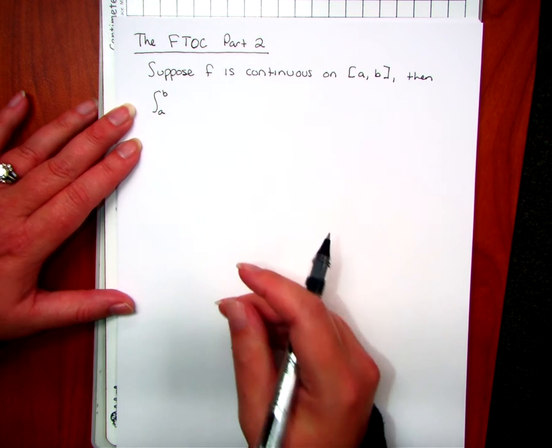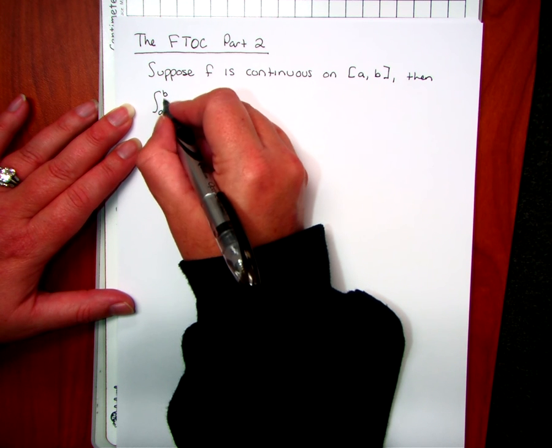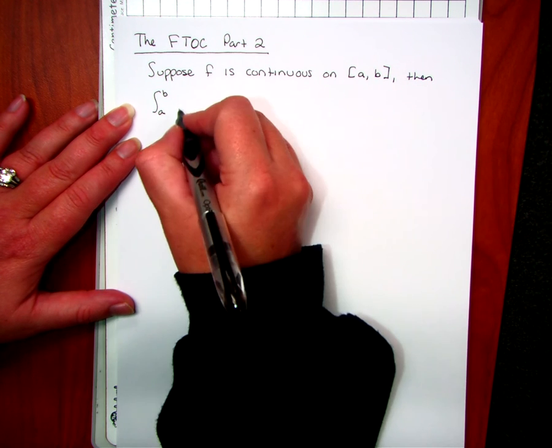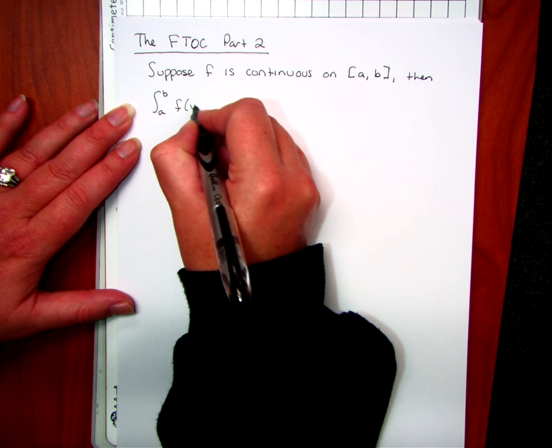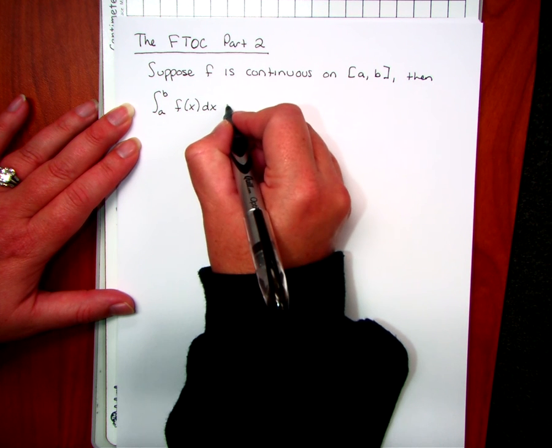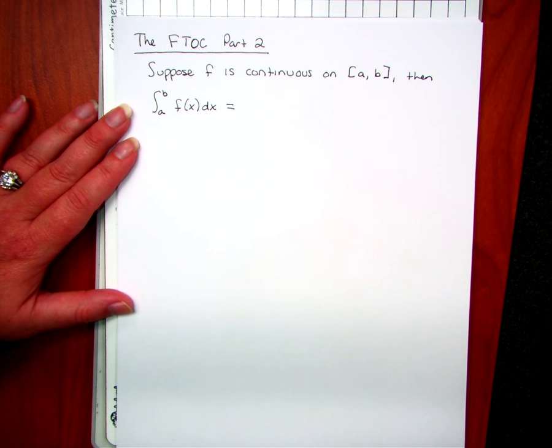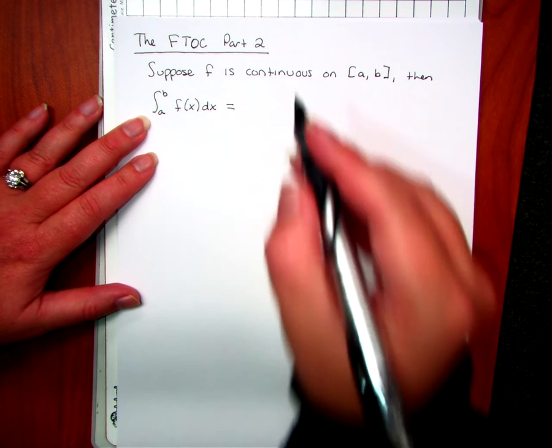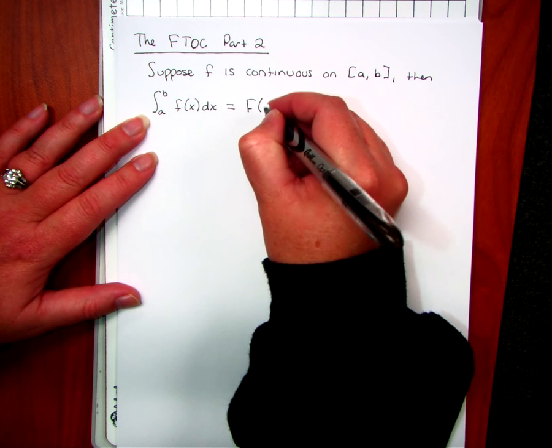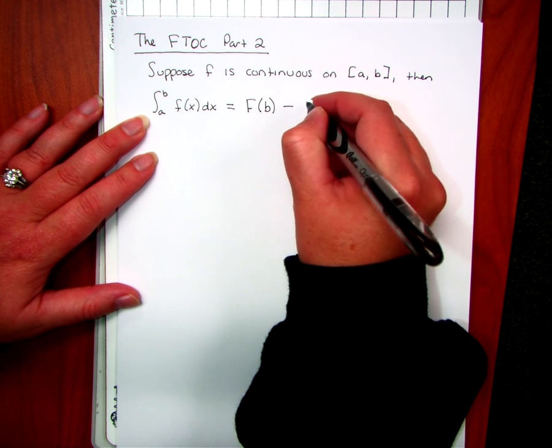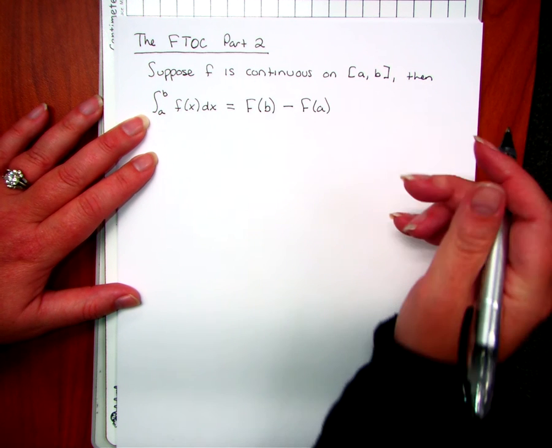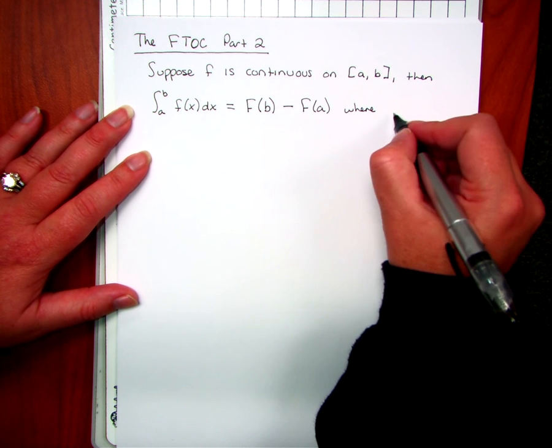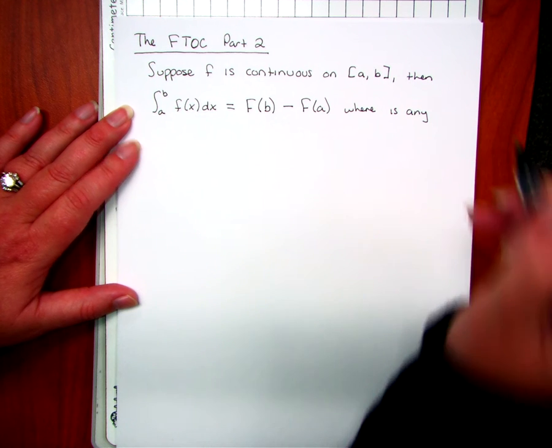This is called a definite integral. Notice there's no coefficients here. These are just the endpoints of this interval. So if we integrate from a to b, f of x dx, an integral is the antiderivative, but when we have numbers here, we're going to evaluate the antiderivative at b minus the value of the antiderivative at a, where f is any antiderivative, little f.